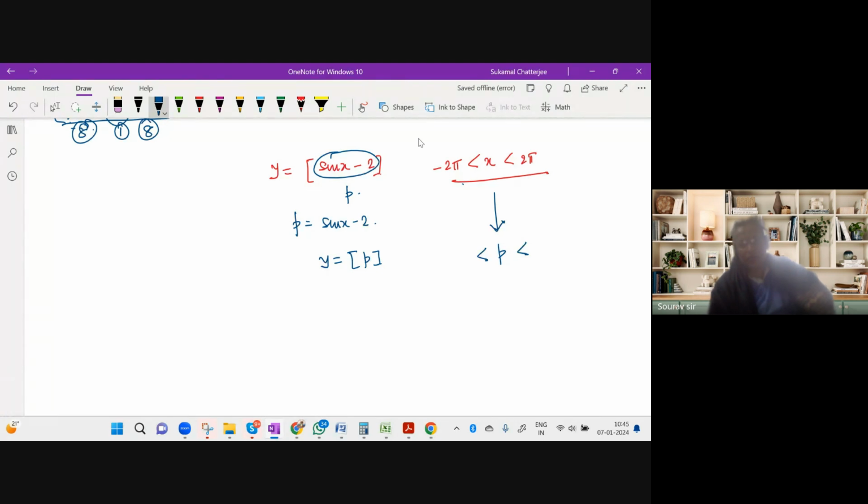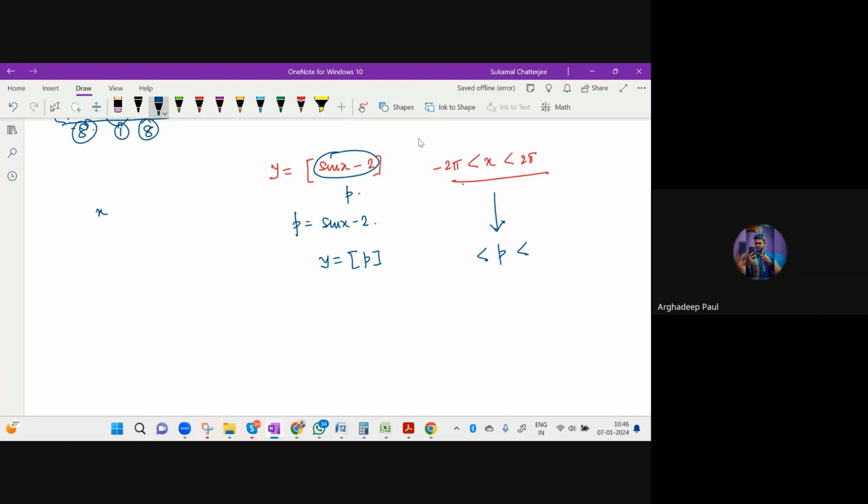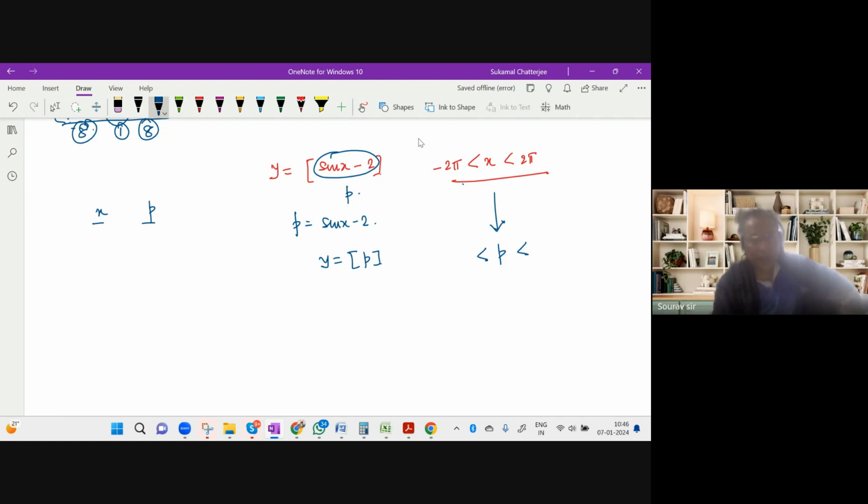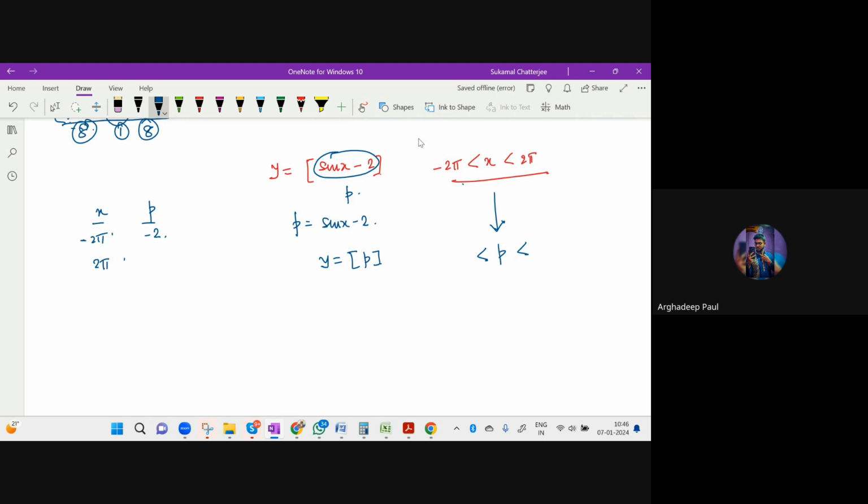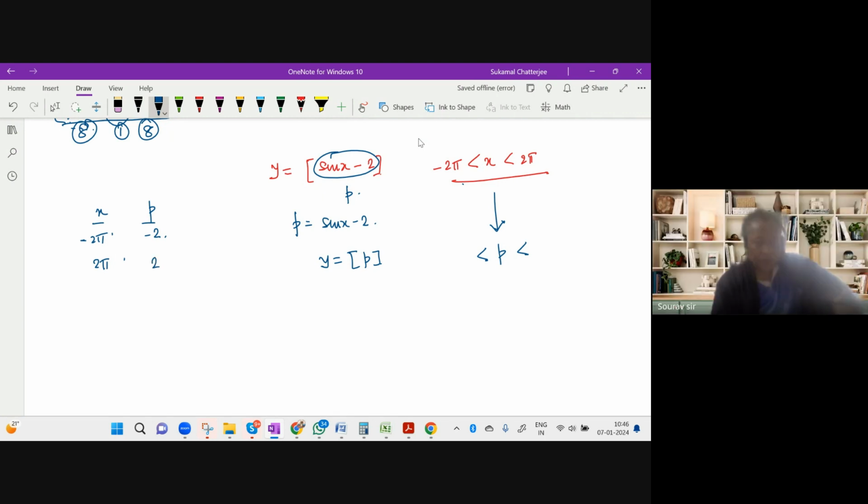What happens to sine x when x is minus 2 pi? Sir, it becomes 0 and hence p becomes minus 2. Very good. So x is minus 2 pi, p is minus 2. Now when x is 2 pi, what is p? Sir, same. Minus 2, sorry.